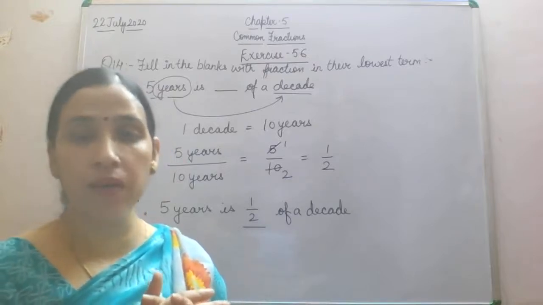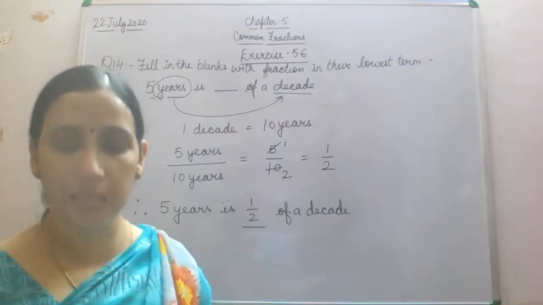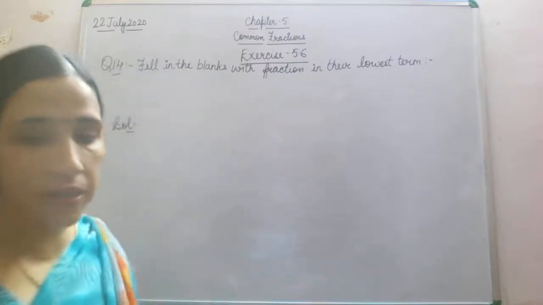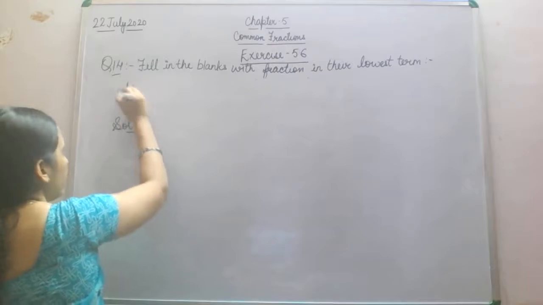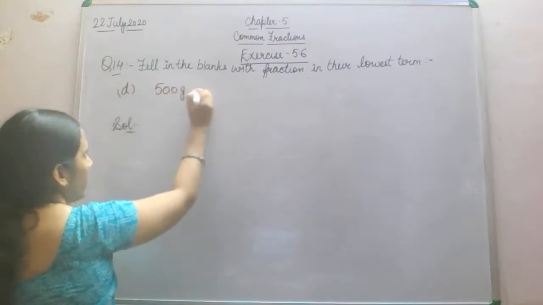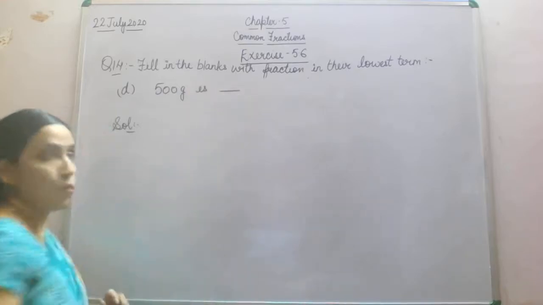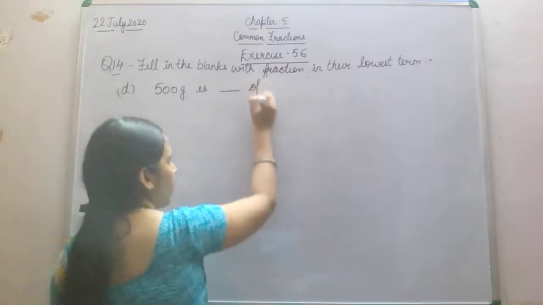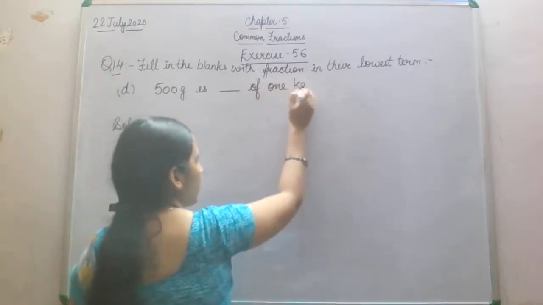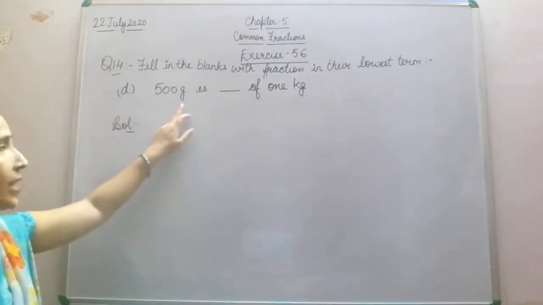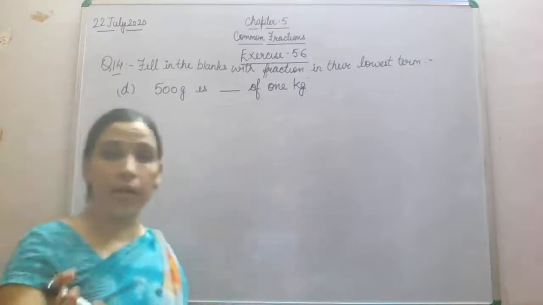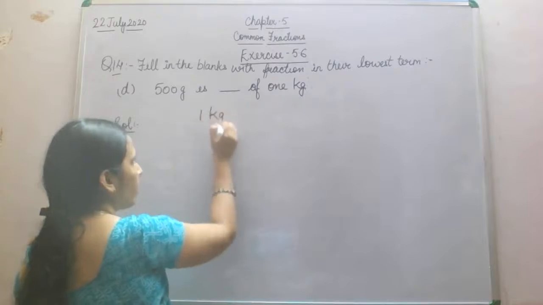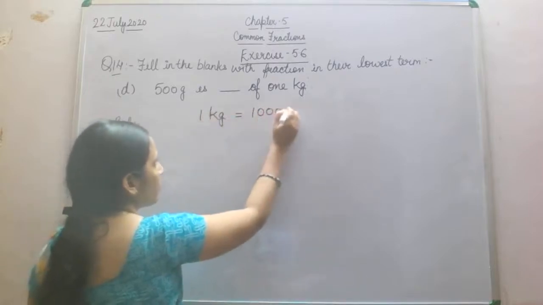D part, that is 500 gram is dash of 1 kg. So let's start that question. 500 gram is dash of 1 kg. Now the first thing is, you have to write a relation between gram and kg. You all are aware that 1 kg is equal to 1000 gram.